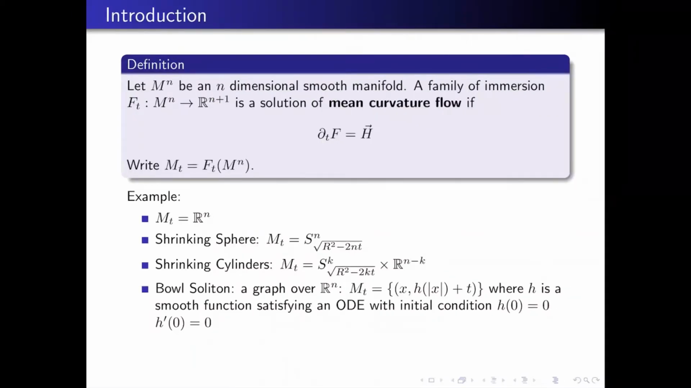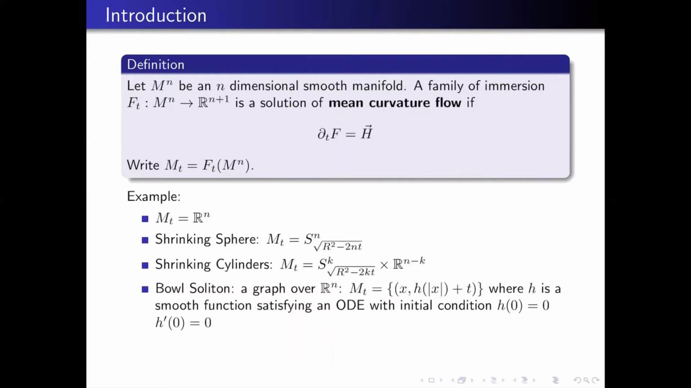So, the mean curvature flow is a family of immersions that moves by the mean curvature. These immersions are from the n-dimensional smooth manifold M to R^(n+1). For abbreviation, we would write M_t to be the image of these immersions. It's not necessary to define the mean curvature flow to be embedded or immersed in R^(n+1). We can have higher codimension definition, but for simplicity, we will only discuss the codimension 1 mean curvature flow here.